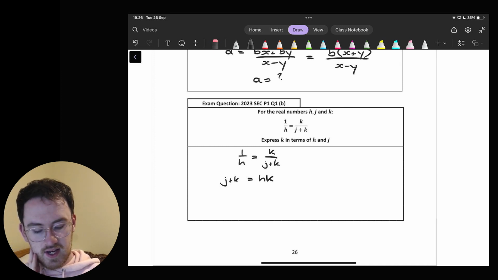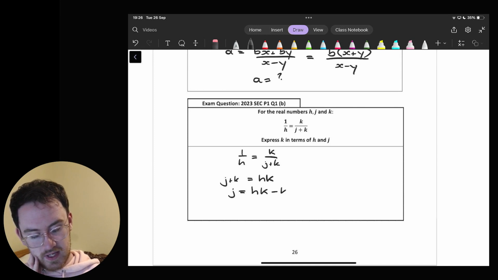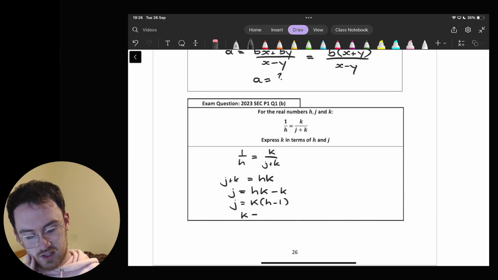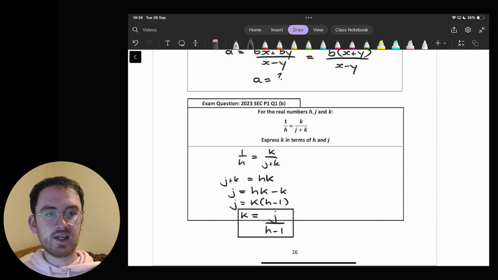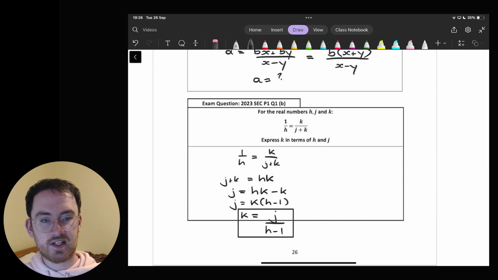We're going to gather anything that has a k. So j is hk minus k. J equals h. Let me see, I'm going to factor out that k, so I'll put it first here. H minus 1. And we get a total of k equals j over h minus 1. k equals j over h minus 1. Okay, and that was as far as you had to go.